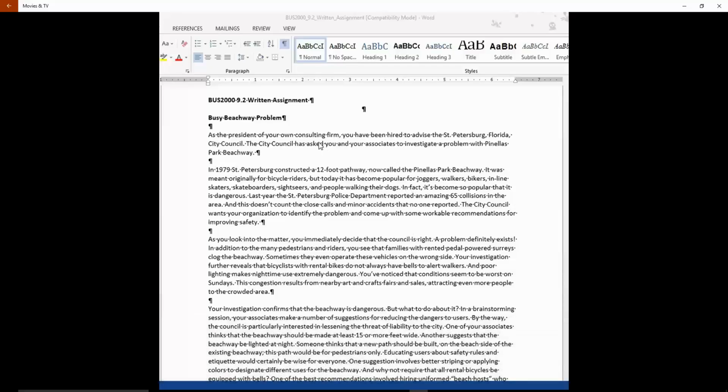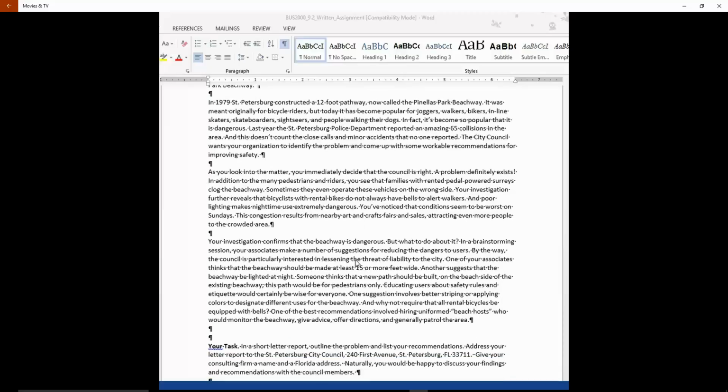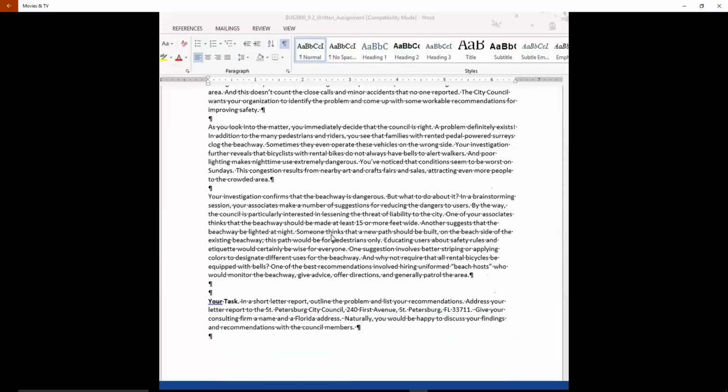Busy Beachway problem. It's a case study that you have to do. And whenever you do the case studies, as you know by now, you need to read through and find out what's going on. So in summary, it says brainstorming session, number of suggestions, lessening the threat of liability to the city. One of the associates thinks the beachway should be made 15 feet wider. Another thinks the beachway should be lighted at night. Someone thinks a new path should be built on the beach side of the existing beachway for pedestrians only.